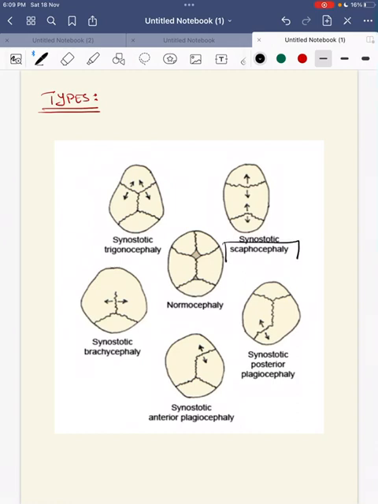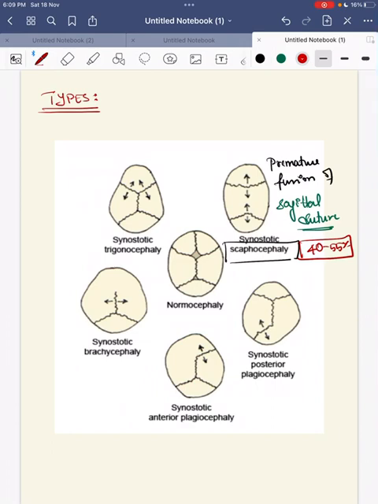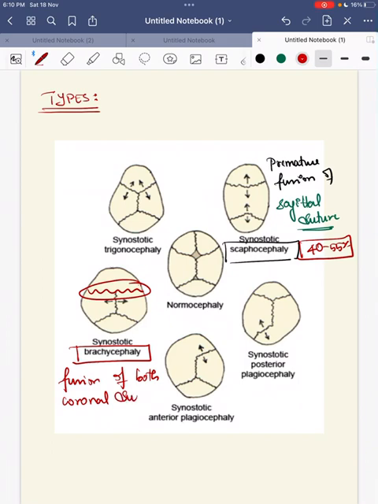Next we will see the types of craniosynostosis. First, the most common type is scaphocephaly. It occurs due to premature fusion of the sagittal sutures. The distribution is around 40 to 55%. Next is brachycephaly, that is bilateral fusion of both coronal sutures. It occurs in about 20 to 25%.